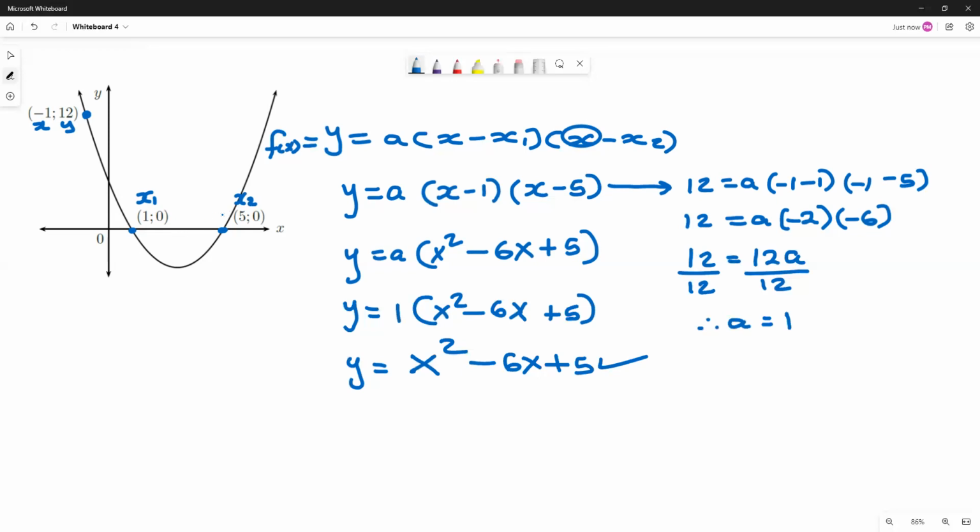Sure you saw that this was also easy. You just need to know the x-intercept form and know how to substitute and just know how to do basic multiplication of brackets and all that.